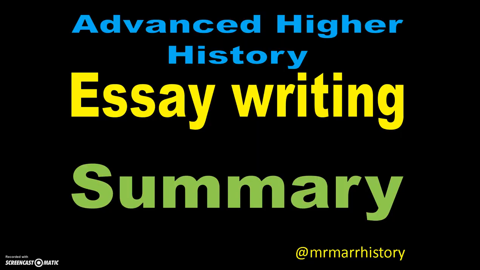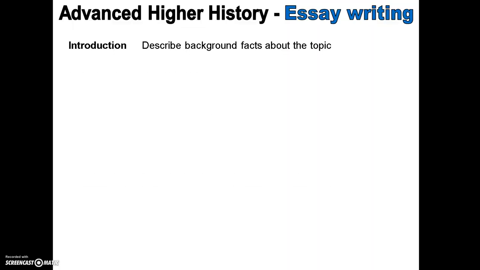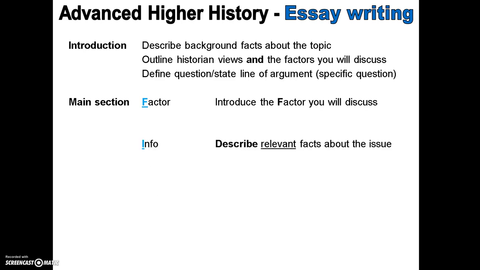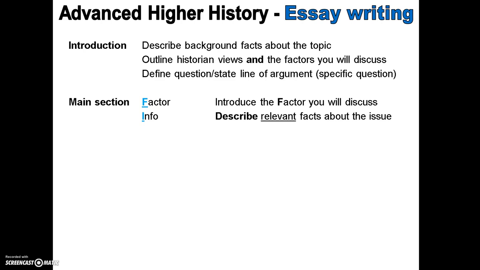In summary then, this is how we write our Advanced Higher History essays. We have our introduction, where we describe background facts on the topic, outline historians' views and the factors you intend to discuss, and then define the question and state your line of argument. Your main section will involve you talking about ideally at least 3 factors. You should introduce the factor that you intend to discuss. You should then go on to give relevant information about this by describing with detail and information.